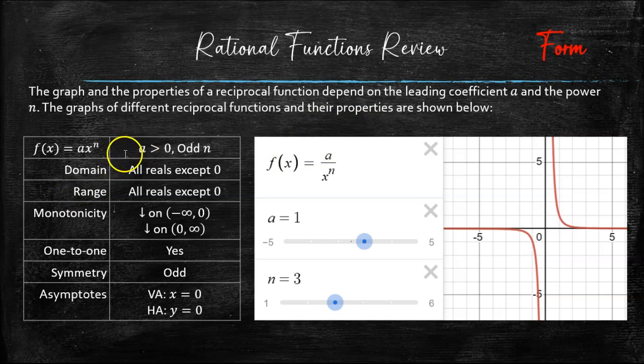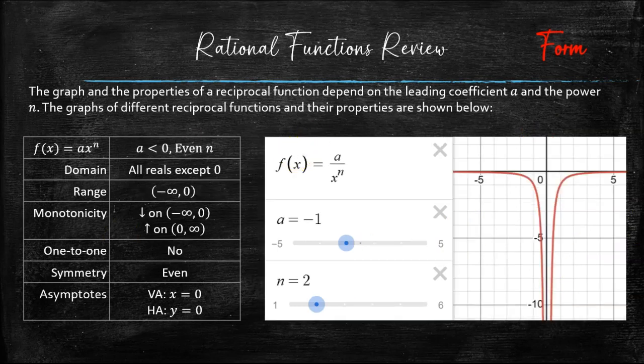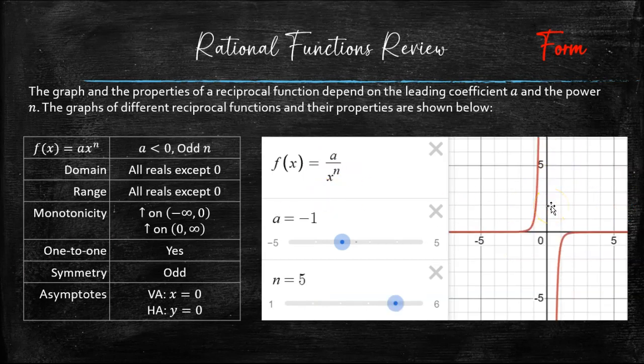And here we have one with positive coefficient and odd power. Again, we have vertical and horizontal asymptote, but different behavior. So there are 4 possible behaviors when it comes to drawing something with a vertical and horizontal asymptote. This is even n negative a, and this is odd n negative a. So it takes a little bit of effort to kind of make sense of all of these behaviors, but given the coefficient and the power, you should be able to sketch the graph of a reciprocal function relatively fast.